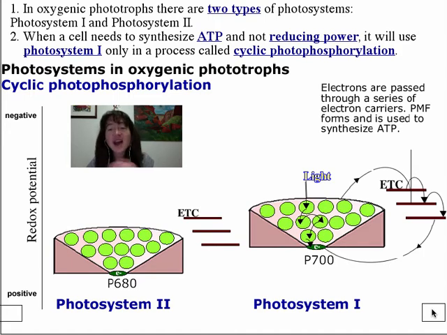Let's watch it happen. Here comes the light energy, hits the reaction center chlorophyll, excites that up to high energy, passes it through an ETC, makes a PMF, and that's my cartoon way of showing you that it's making a PMF. It's pumping protons through these members of the ETC and then recycling those back to the reaction center chlorophyll. So a very cyclic process.